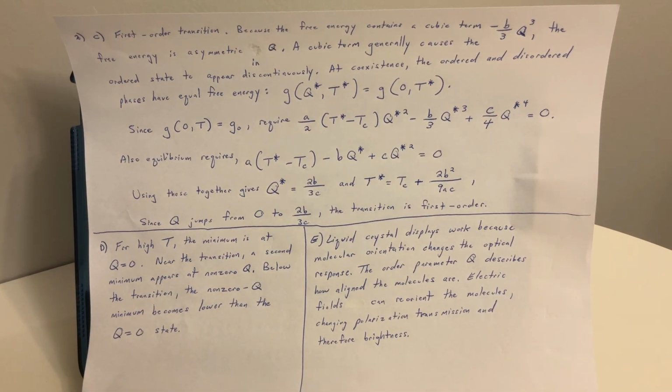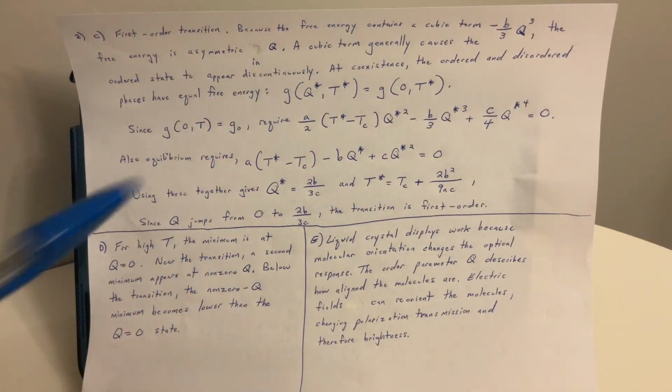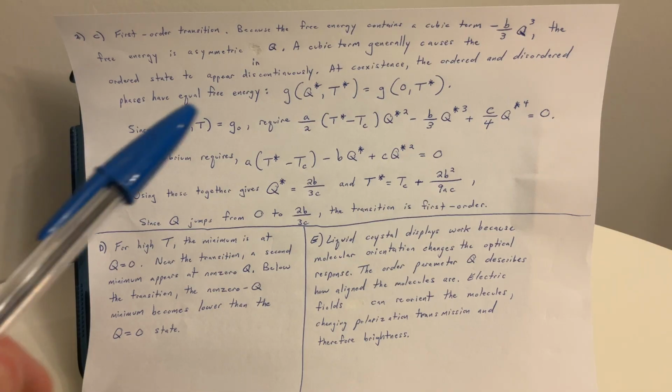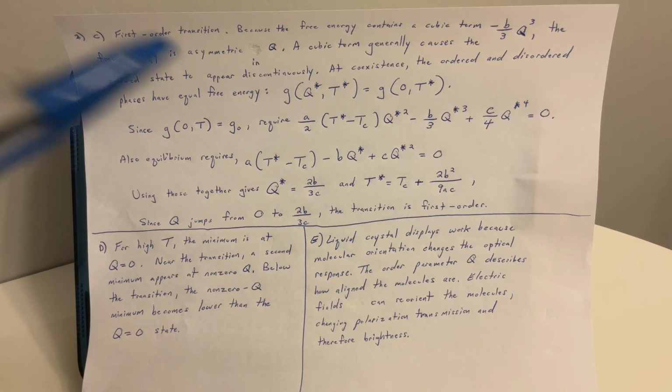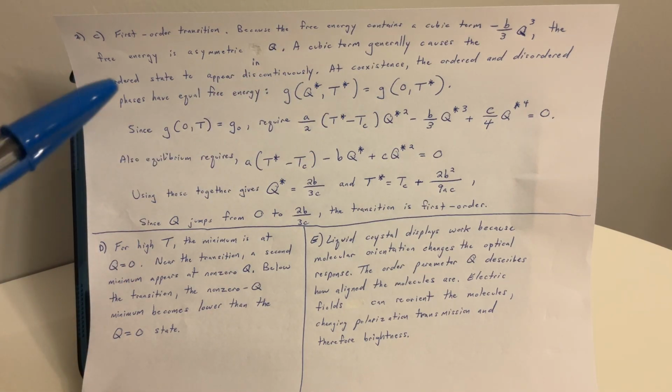Okay, so first order transition here. Because the free energy contains a cubic term, negative B over 3 Q cubed, the free energy is asymmetric in Q. A cubic term generally causes the ordered state to appear discontinuously. At coexistence, the ordered and disordered phases have equal free energy. G of Q star comma T star equals G of 0 comma T star.